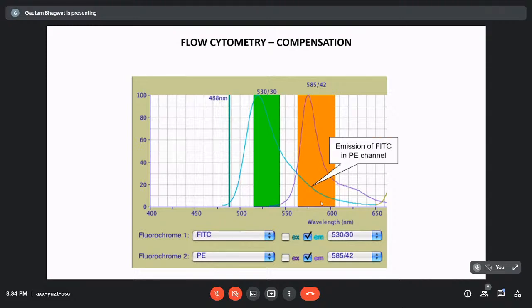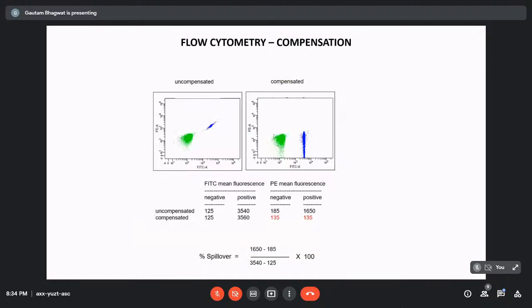So I do some mathematical calculations and I remove this. These signals are coming into the PE detector, which I don't want. Therefore, I calculate the percentage spillover, I put my negative threshold, or I change this intensity according to the mean fluorescence, and I get the correct picture. So this FITC double positive population was only a single FITC positive population, because FITC wavelength was hitting the PE channel and I was getting these signals over here, which now come down, and I get the actual signals.